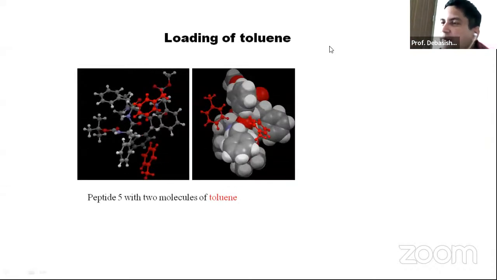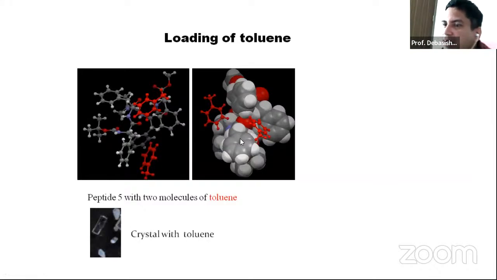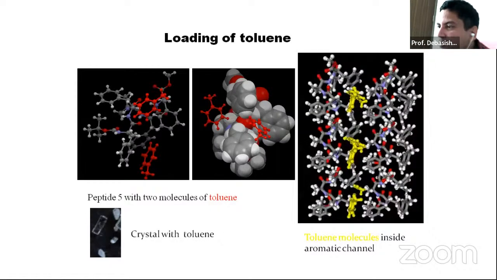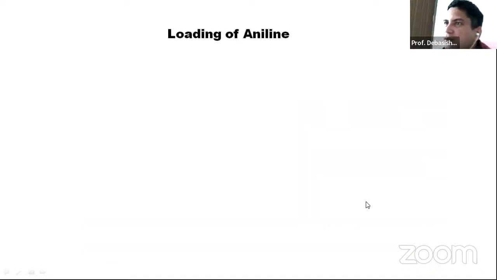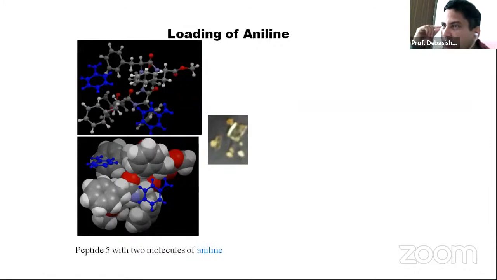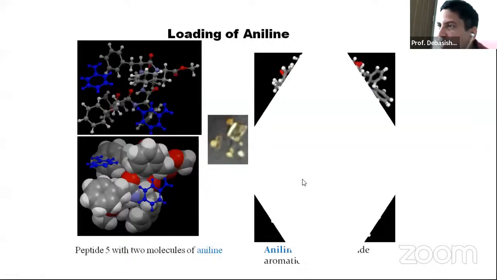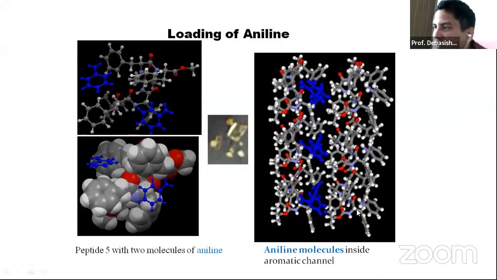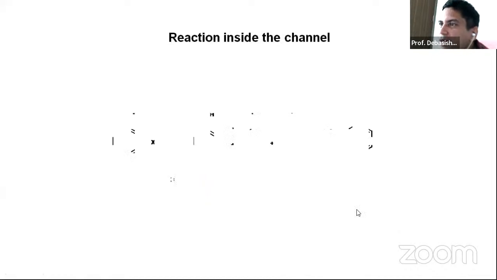And now loading of different reagents, say loading of toluene, we see from the solid state structure that we can incorporate 2 toluene molecules inside the channel. One is in the channel and another is a little bit to the side. This is the crystal of toluene, and this is the toluene molecule inside the channel. Okay, toluene is not much reactive, so we need something which is reactive. So we load aniline, again 2 aniline molecules going inside the channel. The channel is intact, whether it is toluene or aniline. So again, this is the crystal structure of aniline, and what we find is that the aniline molecules are actually in the channel. And then we are trying to do the reaction in the channel.